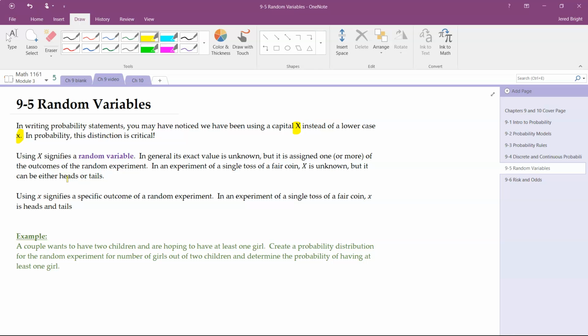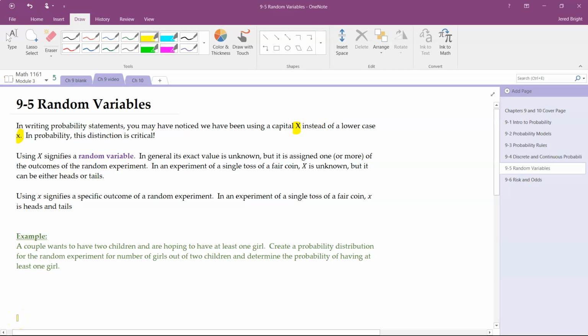And so on a fair number die, x could be 1, 2, 3, 4, 5, 6 if it's a six-sided die. If we have a fair coin flip, x could be heads or x could be tails. Little x, that is. And so here, those outcomes are known, unlike in the random variable case, where X is unknown.